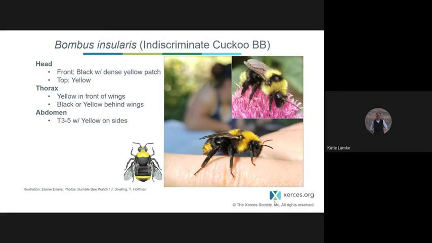So in both of these photos, when you look at the top of the head and the front of the face, you can see bright yellow patches. And that's pretty key for this bee. The thorax has yellow in front of the wings, and it can be black or yellow behind the wings. And then T3 through 5 has yellow on the sides of the abdomen.